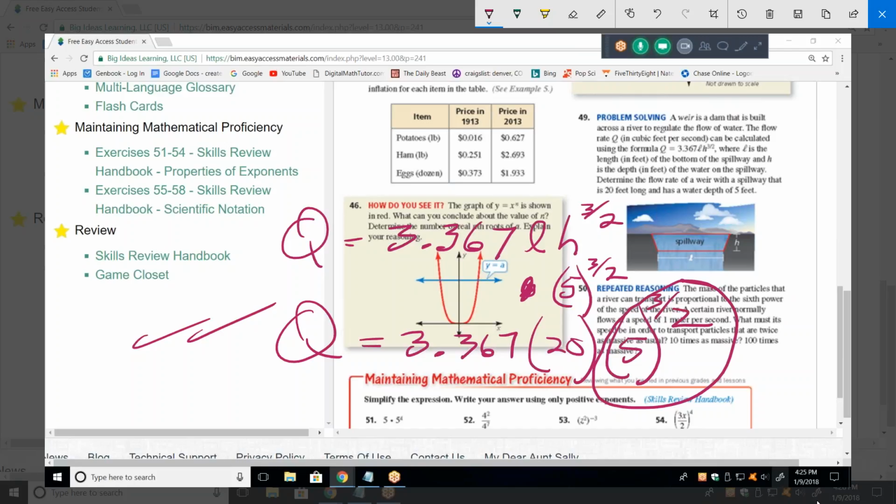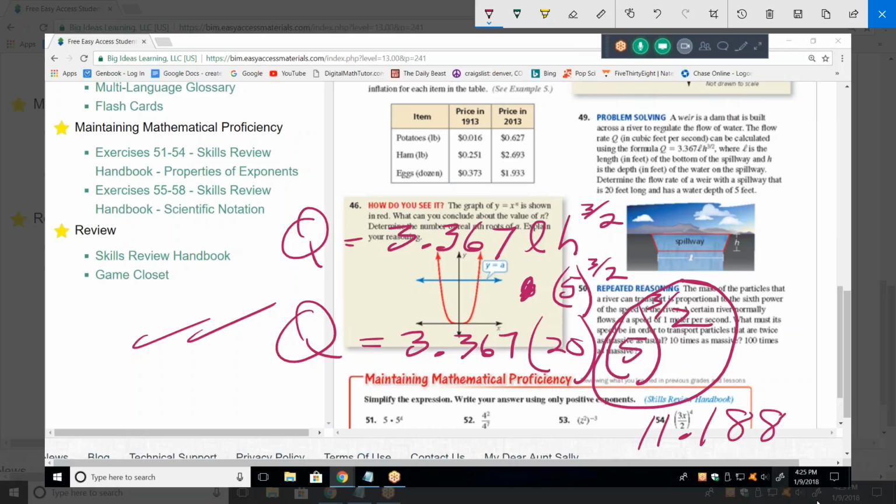You can take 5 to the 1.5 if you want. Same thing. 5 raised to the 1.5 power. Right, so 11.18. The reason I said take it to 3 decimals is you'll see in a moment. What's the third decimal? 8. 11.188.